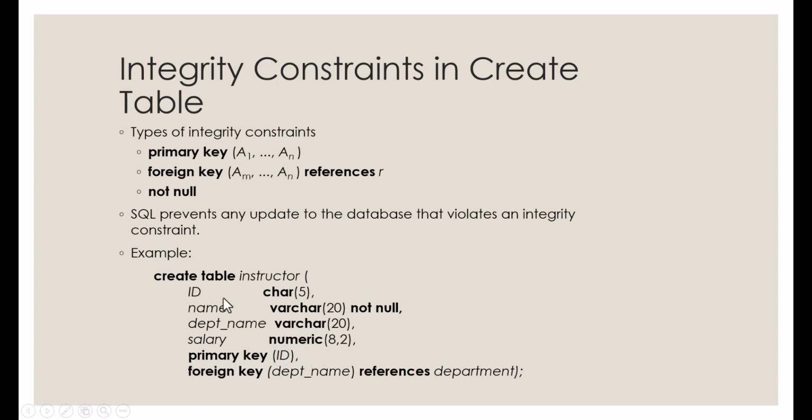Parentheses ID. So ID here is the primary key. Okay, comma, we have a foreign key called department name. And this department name is referencing another table called department. Okay.